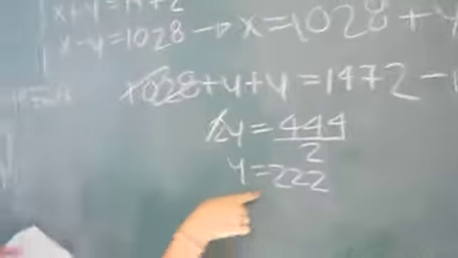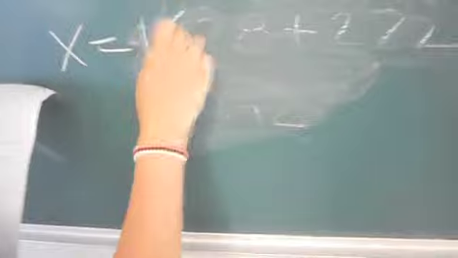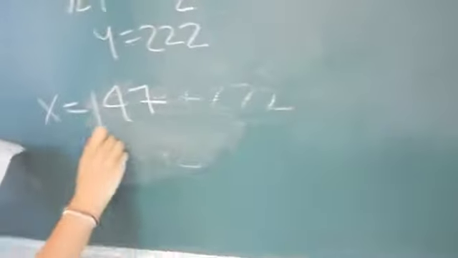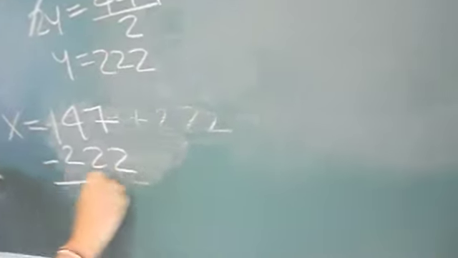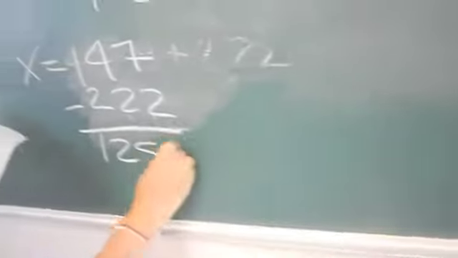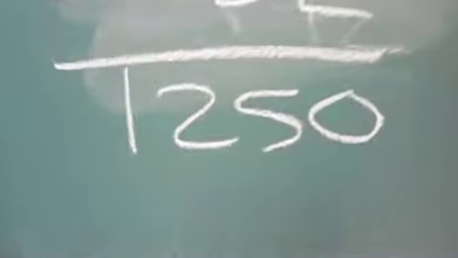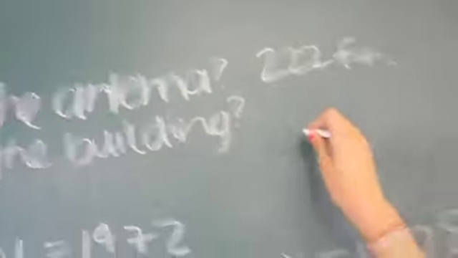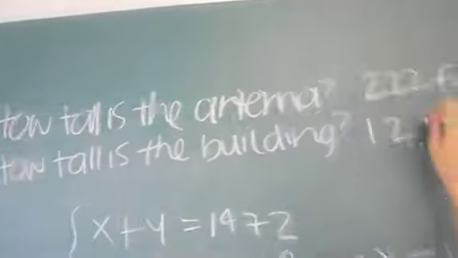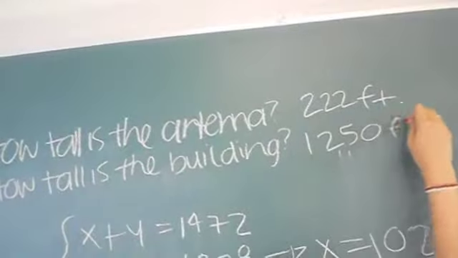So now you're gonna substitute this in the x to find the height of the building. And it's 1,250. So you can see that the antenna is 222 feet tall, and the building is 1,250 feet tall.